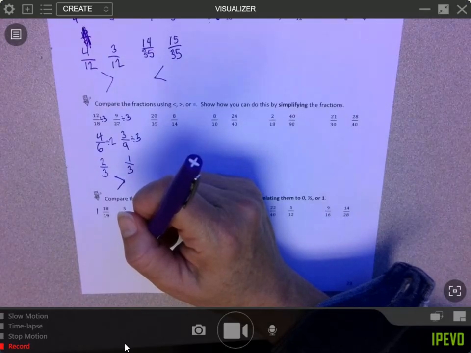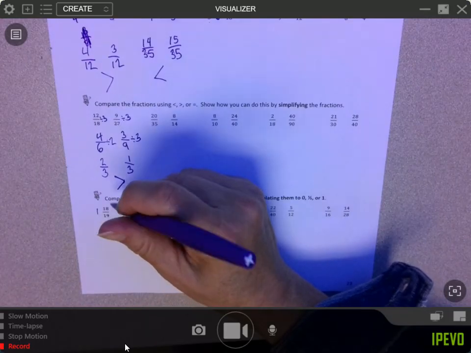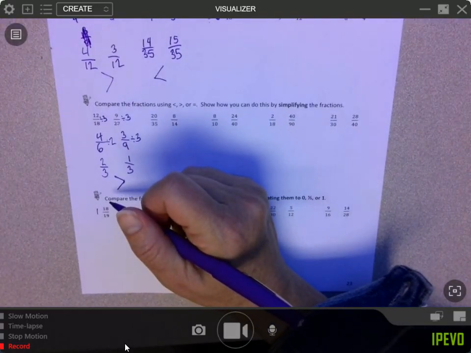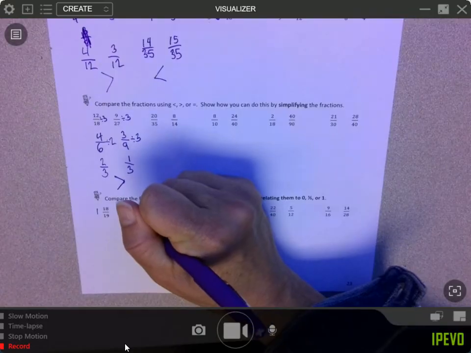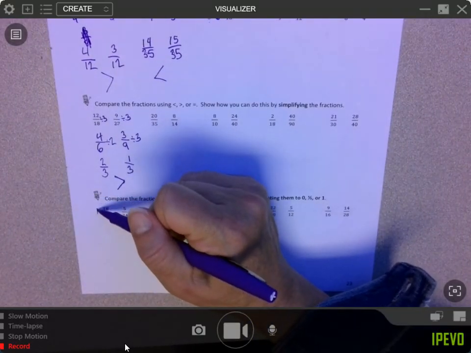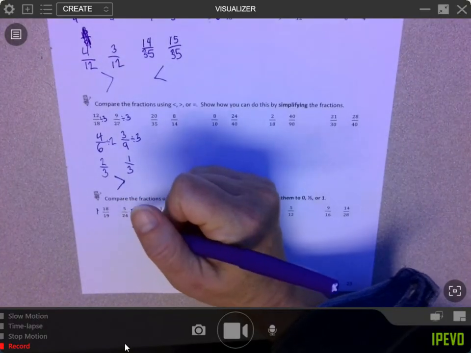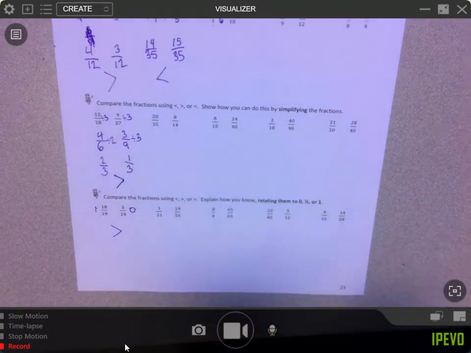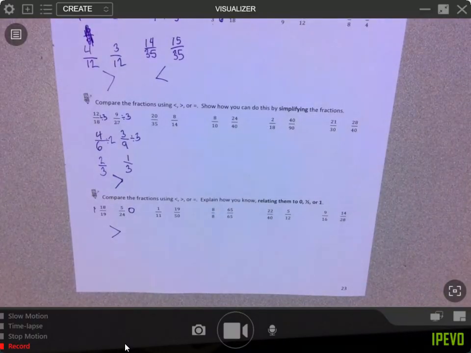5/24. Liam? A half would be 12/24. So it's actually closer to that 0. Either way though, what's bigger? 1 or 0? 1 or a half? That 1 is bigger. So sometimes that's all we have to do is comparing them.